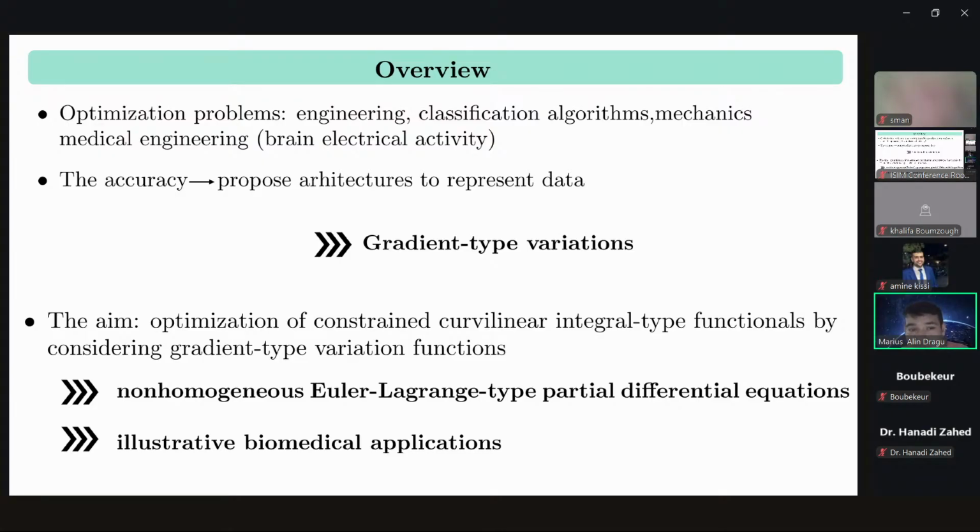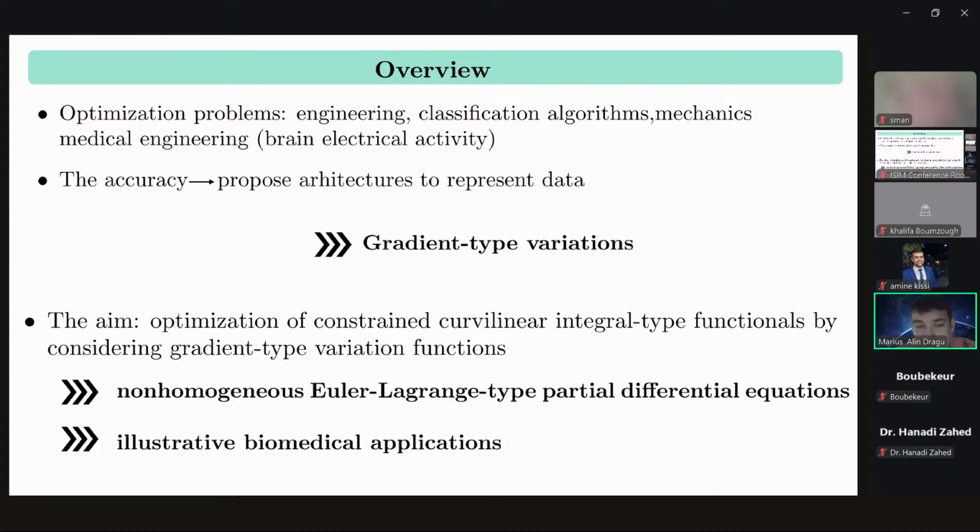For example, brain electrical activity can be seen as an optimization problem via Maxwell equations. The accuracy of the design model is influenced by the proposed architecture, so that in numerous cases, the computational results cannot include all details about the original problem. To overcome this limitation, we extend the functional optimization theory, introducing gradient type variations.